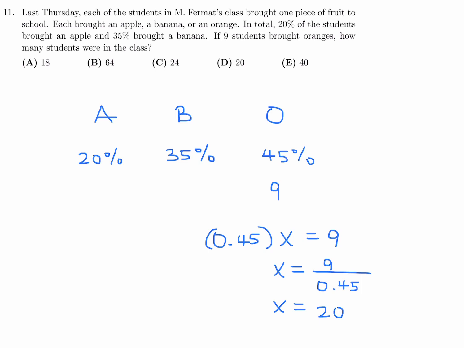So the total number of students in the class is 20. And just for the sake of completion, 35% of that would be 7. 20% of 20 is 4. And clearly 4 plus 7 plus 9 is 20. So it all adds up. Number 11, therefore, the answer is D.